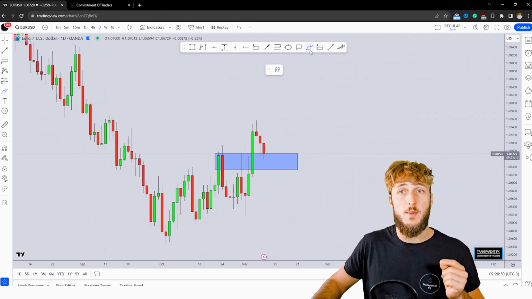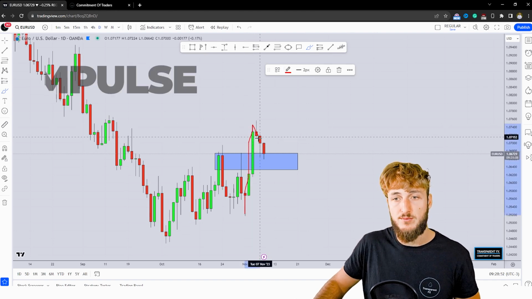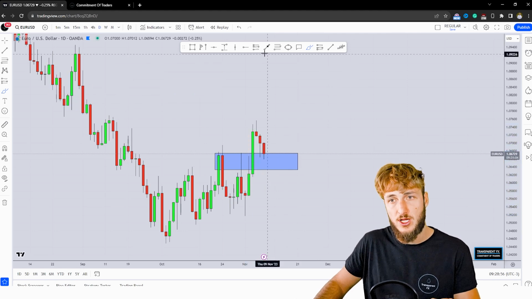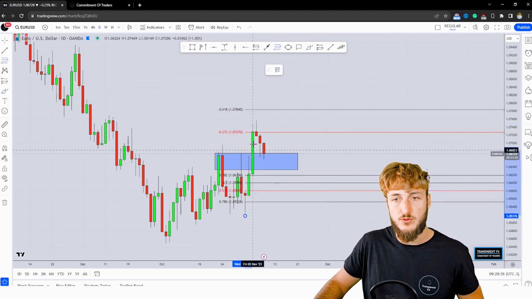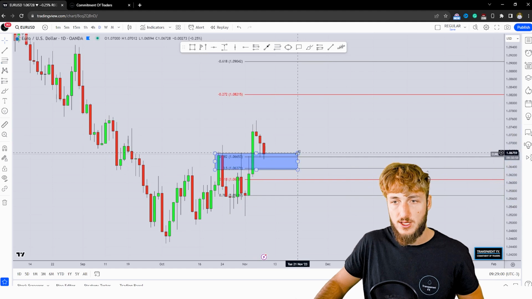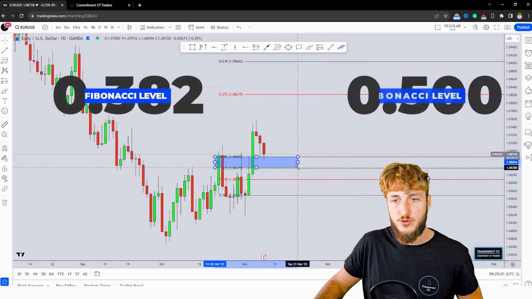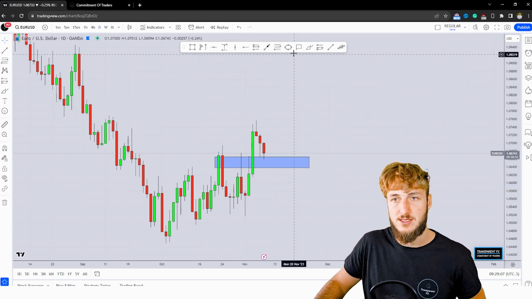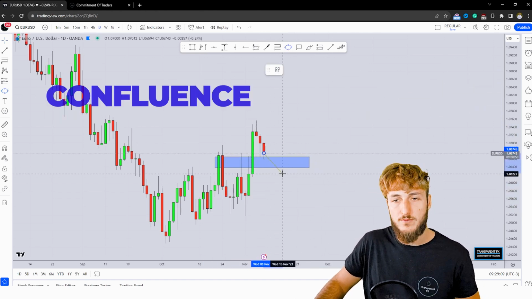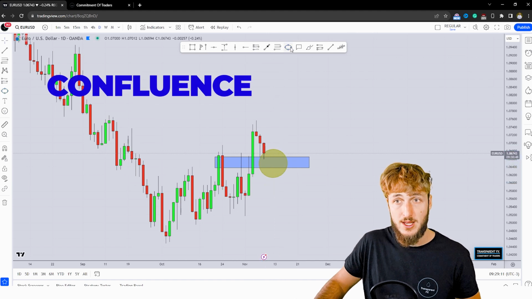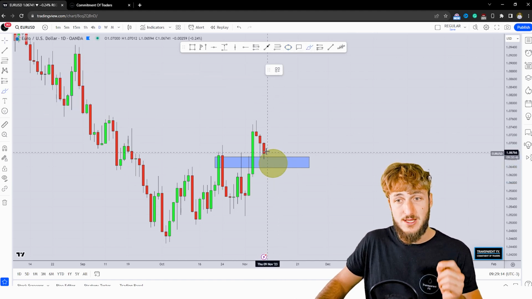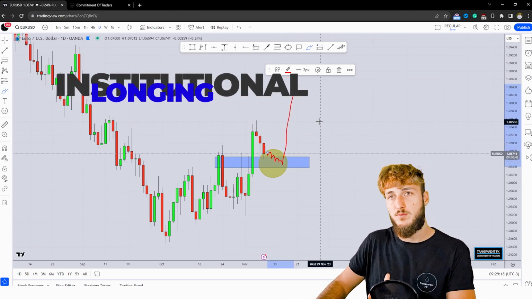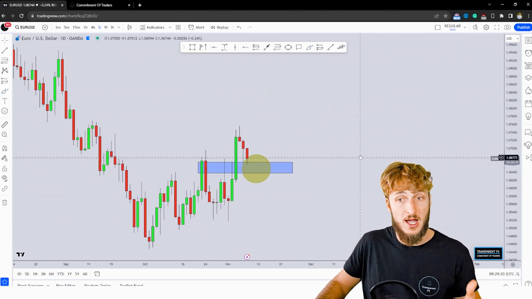We can also notice that from a pattern standpoint, we have a clear impulse and correction. And in general, after an impulse, if you want to measure the correction, you have to take your Fibonacci from the low to the high of the impulse leg. If we do that, we can see how we have the 0.32 and 50% Fibonacci retracements lining up exactly inside of this area, creating a confluence of support inside of this zone, inside of which, as I just said, there is definitely good probability of seeing some institutional longing that at that point would push this price potentially higher.